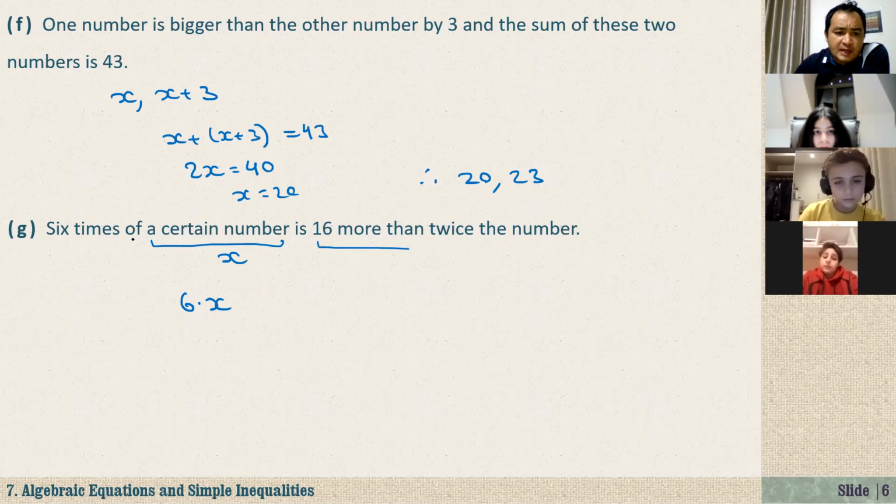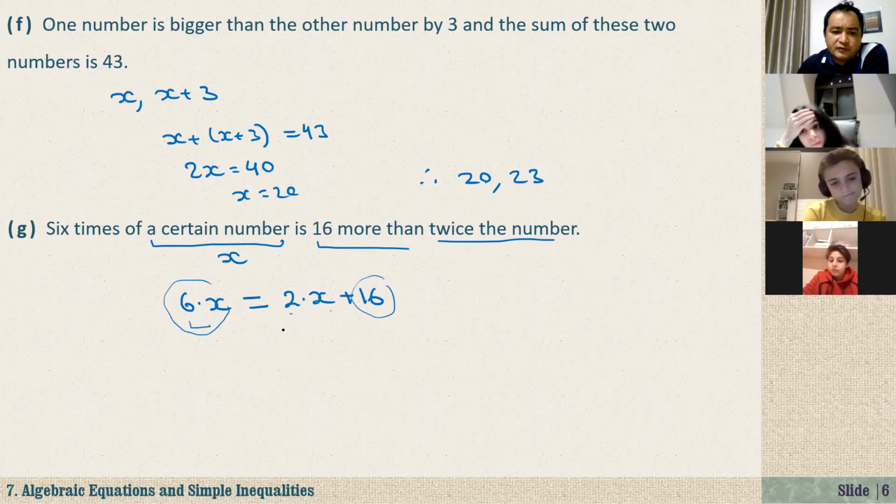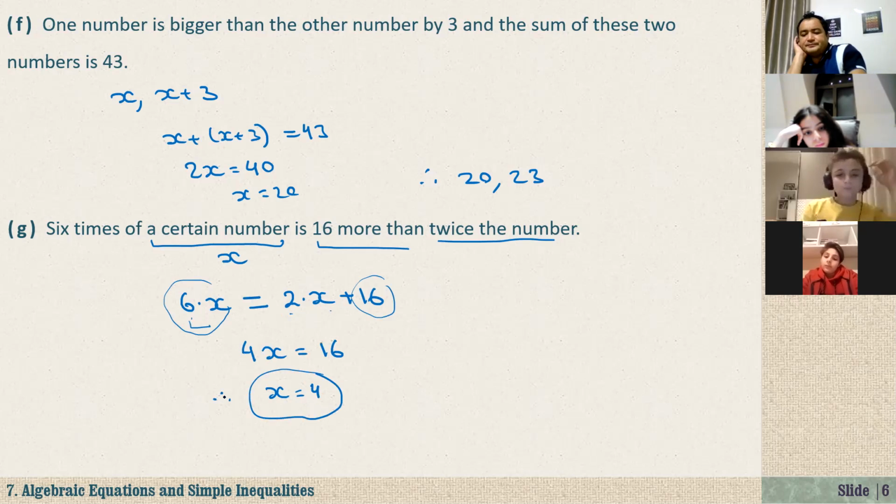Twice the number is 2 times x. Actually this 6x is greater than 2x by how much? By 16. Right? That's the equation: 6x equals 2x plus 16. So to solve this, take 2x to the left hand side. 6x minus 2x is equal to 4x, and here we have 16, so x is equal to 4. So that number is 4. Okay?